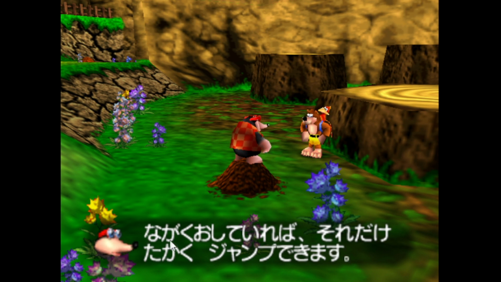Oof. Okay. Nagaku oshite ireba sore dake takaku jumpu dekimasu. So here we have nagai, which means long. And we've changed it into a kind of an adverb form by changing the last i into a ku. So instead of nagai, it's nagaku. And then osu is to press. And we're kind of using the present continuous here, oshite iru, but we've also made it into a conditional. So it's nagaku oshite ireba, and that's kind of a conditional.